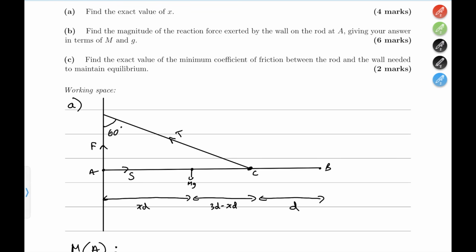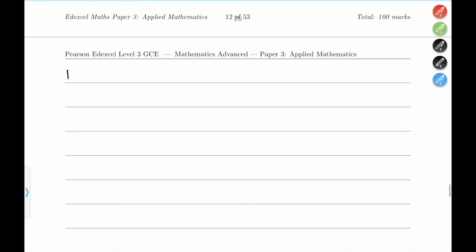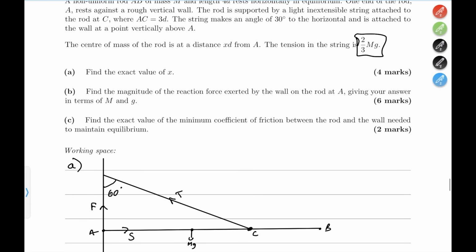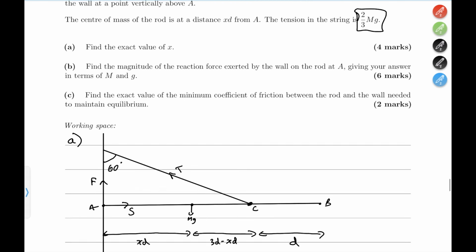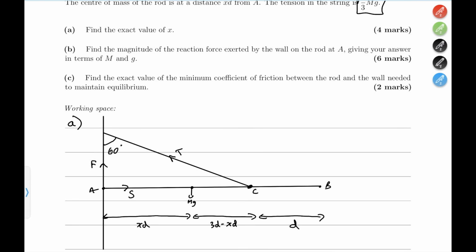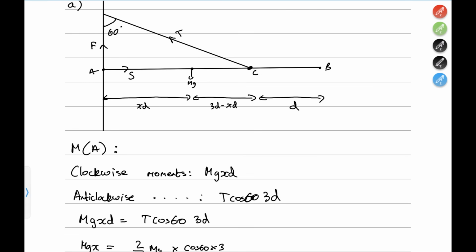Okay, so now let's move on to part B. Find the magnitude of the reaction force exerted by the wall on the rod at A, giving your answer in terms of m and g. So we did kind of look at a similar question, I believe, with connected particles in the last paper on applied. And we're going to use the same logic here.